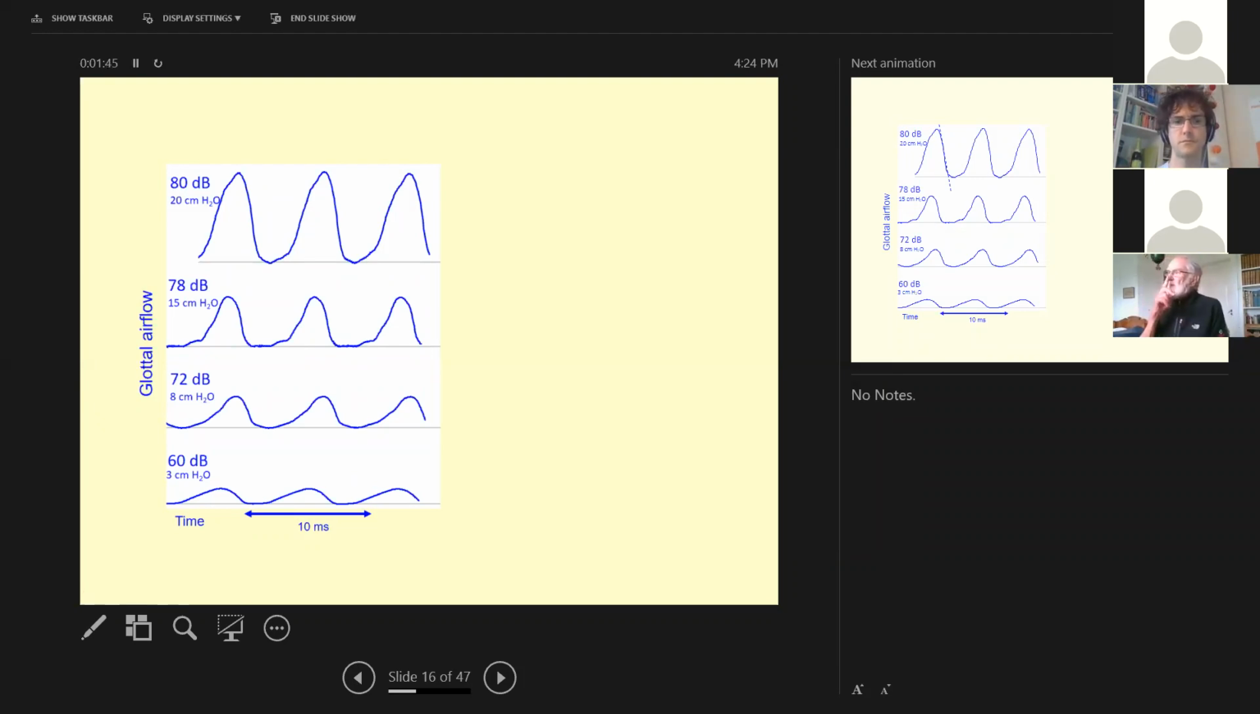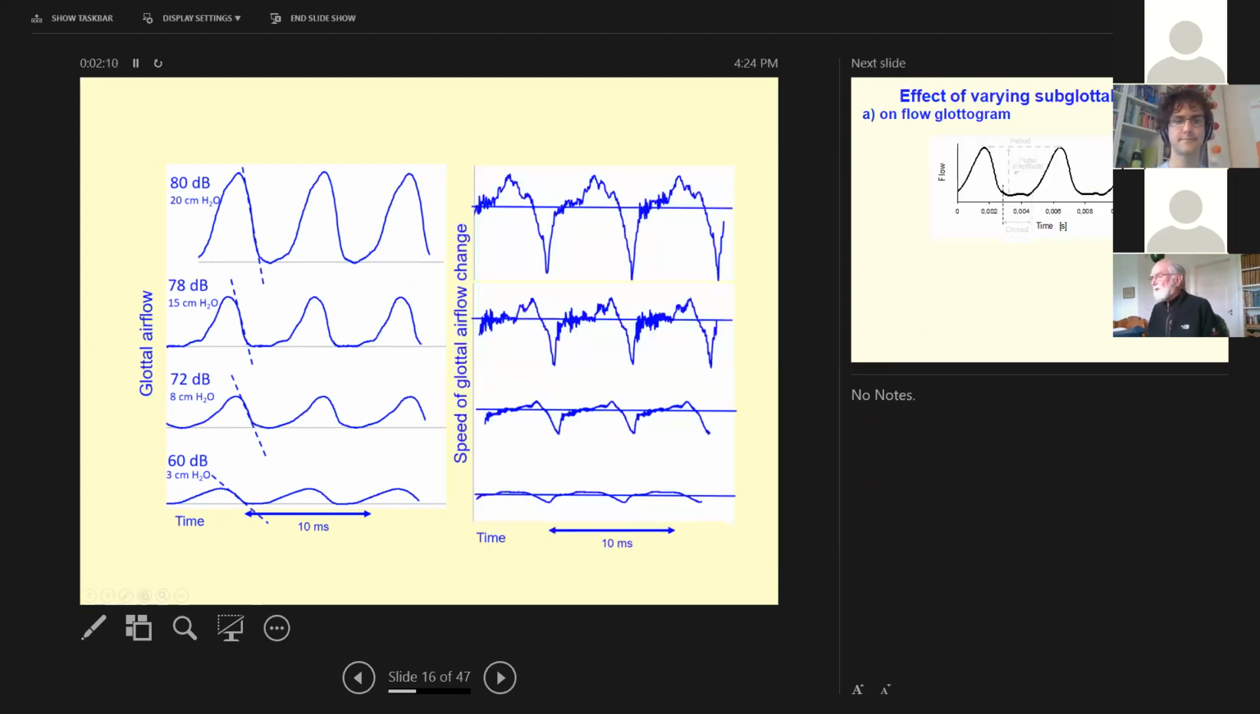Now, I talked about the derivative of this flow glottogram, and if we look at the derivative, we will see that the sloping of the trailing end of the pulses will get bigger and bigger as we increase subglottal pressure and vocal loudness. And here you see the derivative, a bit dirty, the derivative as always, but you could see that the peak here, the slope, is very steep in loud and is very gentle in soft phonation.